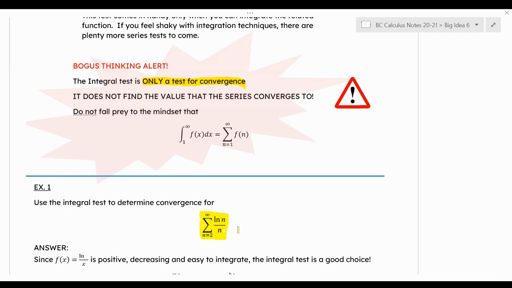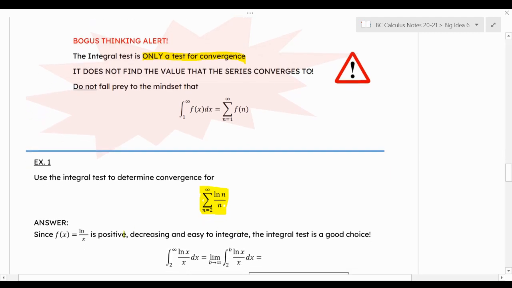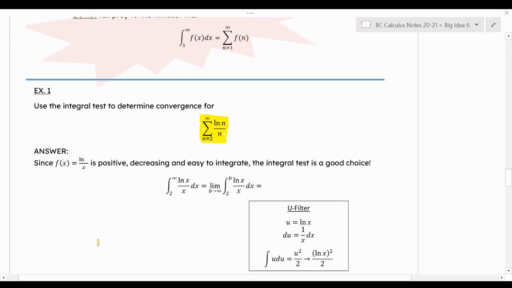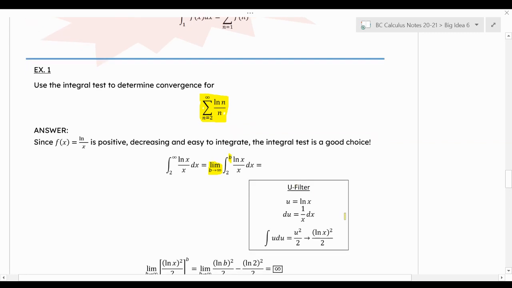So again, back to the series at hand. f of x equals log x over x is positive, decreasing, and easy to integrate, so the integral test is going to be a good choice. Follow me through here. The integral from 2 to infinity of log x over x dx. We'll go through the limit process. That's the same as the limit as b goes to infinity of the integral from 2 to b of log x over x dx. Hit it with the u substitution: u is log x, du is 1 over x dx. And you can find the integral of log x over x to be log of x quantity squared over 2.